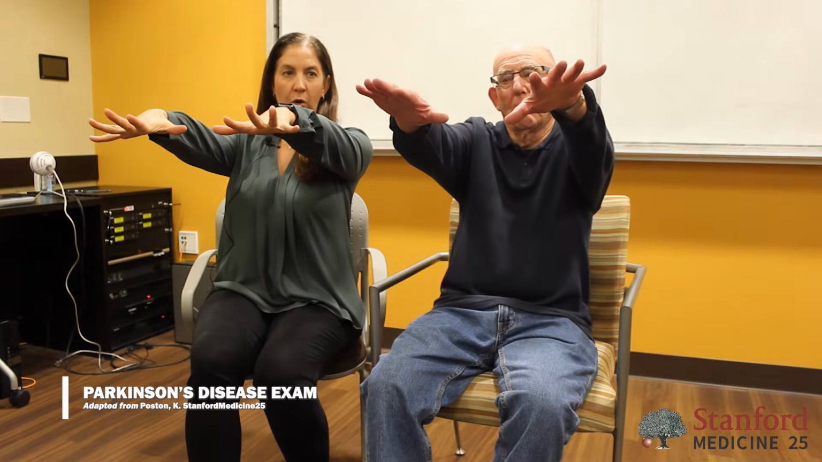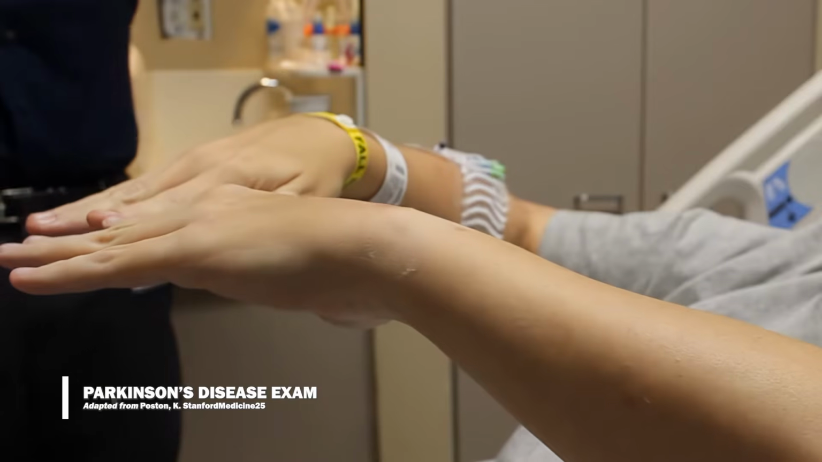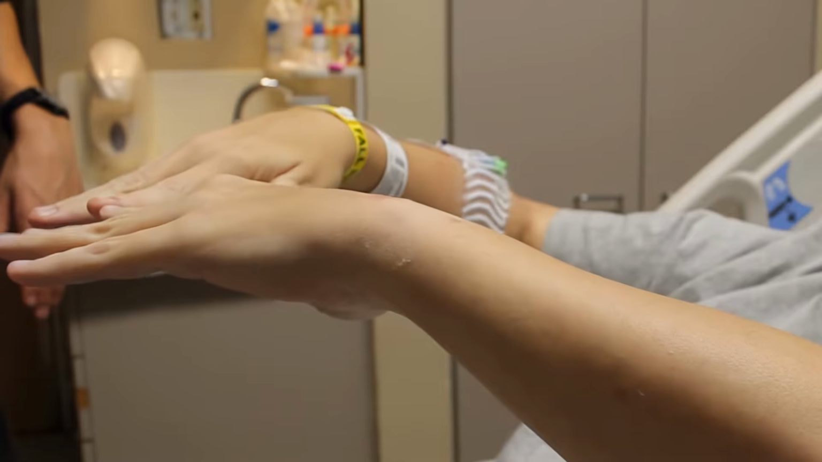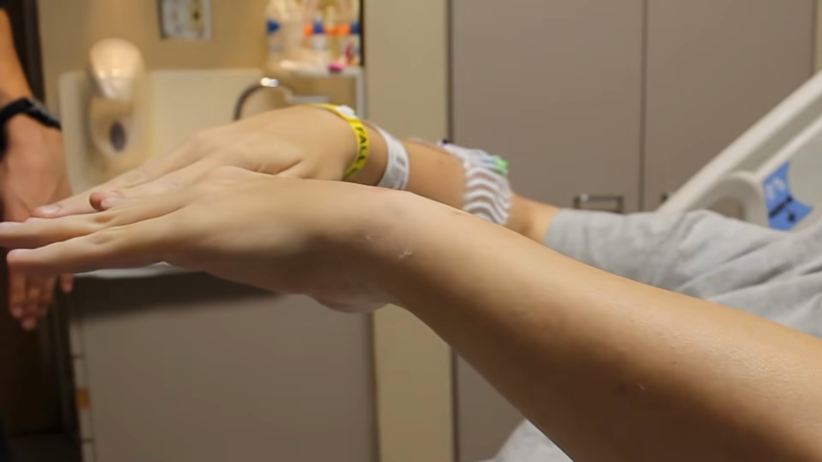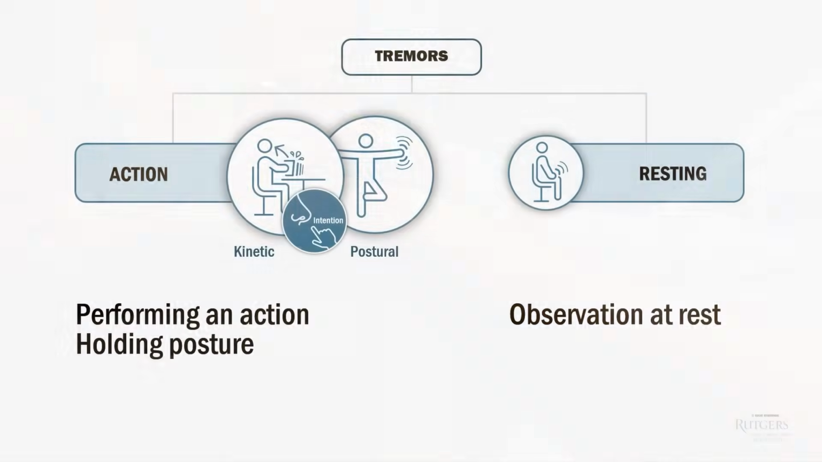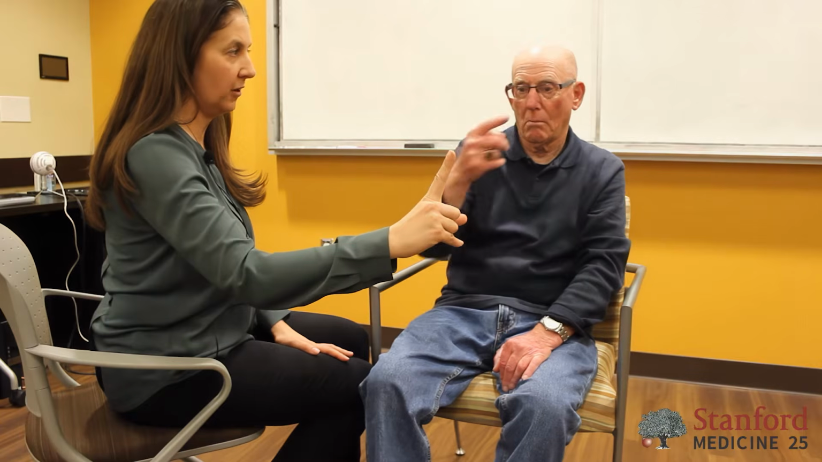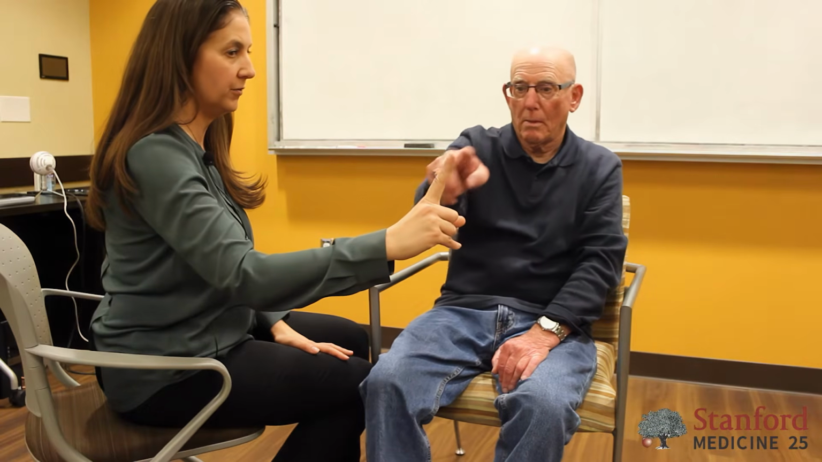Next, have the patient hold a posture. Keep their arms outstretched with fingers spread wide. Certain action tremors may be brought on by such postures. Finally, let's look for a tremor during action. We can ask the patient to perform the finger-to-nose maneuver, stretching the arm slowly and as far as possible.